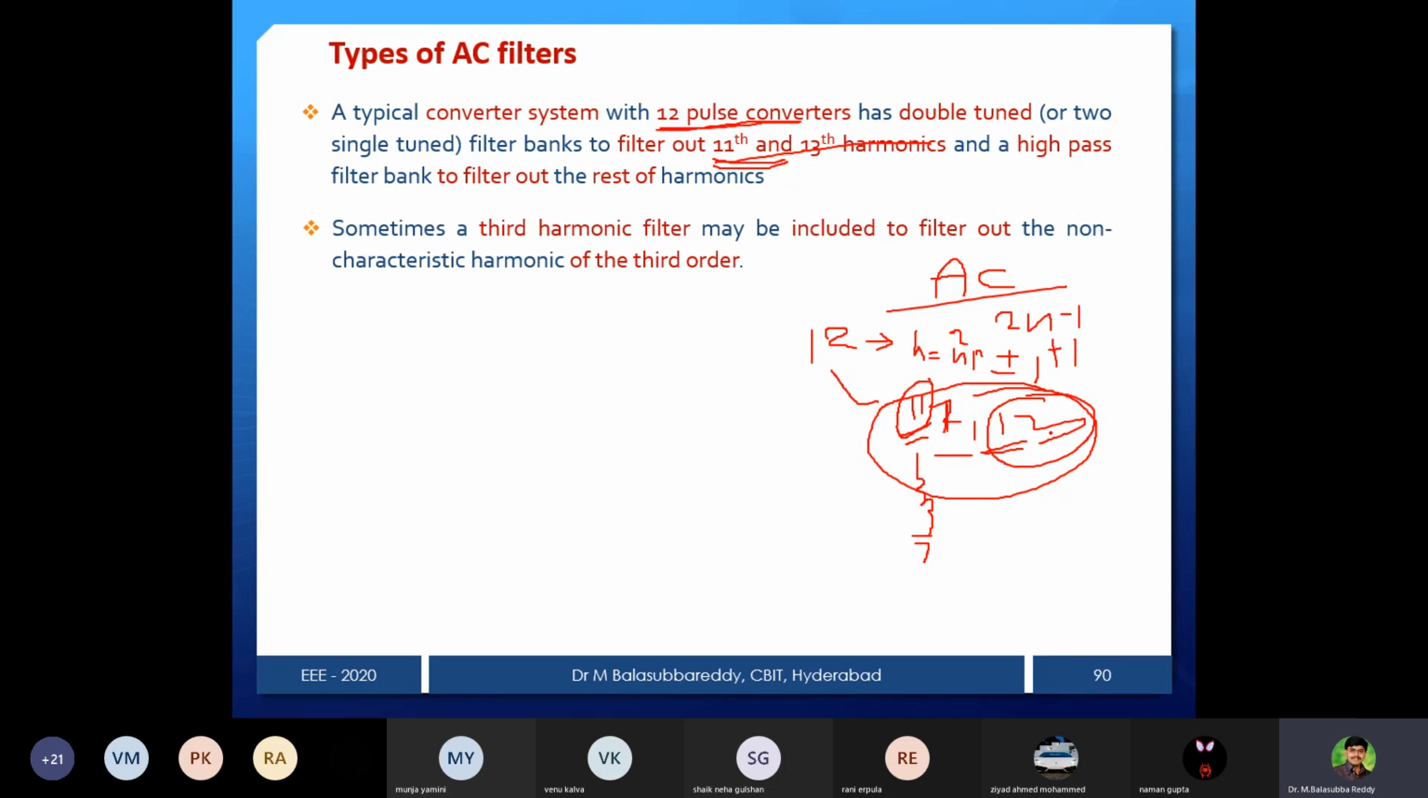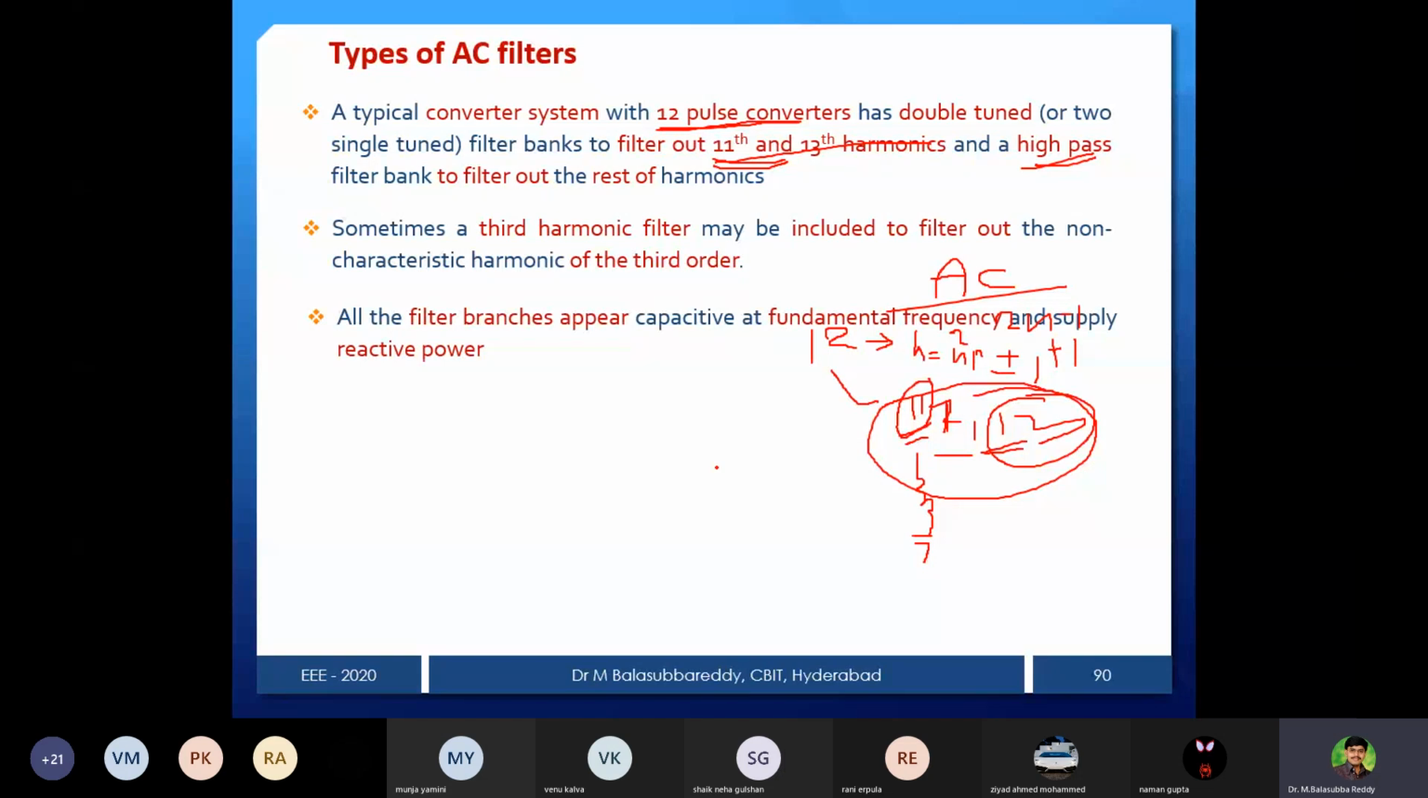In that aspect, we can notice that for harmonic orders other than those, we can use a high pass filter. So the tuned filter is used for the 11th and 13th harmonics, and for the other harmonics we can use a high pass filter. So these are the different aspects of how to use these filters.